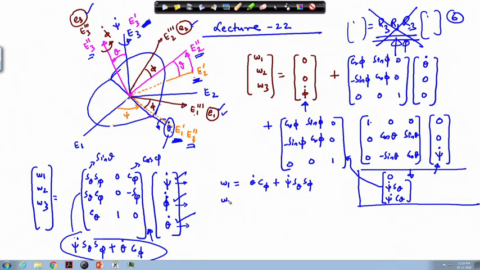So, you are basically getting here 3 linear equations, okay, in terms of theta dot, psi dot and phi dot. Then only you will be able to represent it. If it is non-linear equation in psi dot, phi dot and theta dot, so a matrix representation will not be possible. So, for your omega 2, if you check from this place, it will appear as theta dot sin phi plus psi dot cos phi times sin theta, and omega 3 as psi dot cos theta plus phi dot.